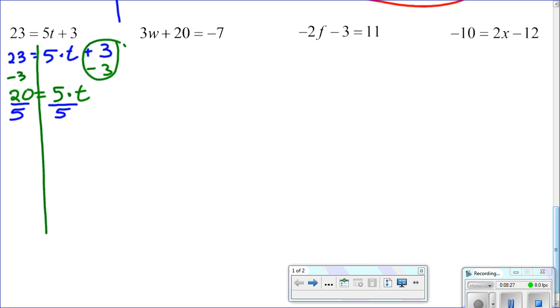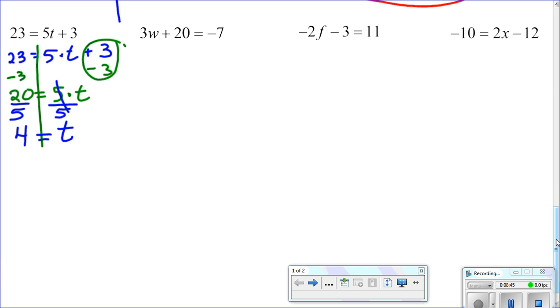And whatever I do on one side, I'm going to do the same on the other. So on the left-hand side, 20 divided by 5 gives me 4. On the right-hand side, 5 divided by 5 leaves me with 1t. So t equals 4 is my solution. I don't think I left you guys enough space to check, so we won't check these ones.